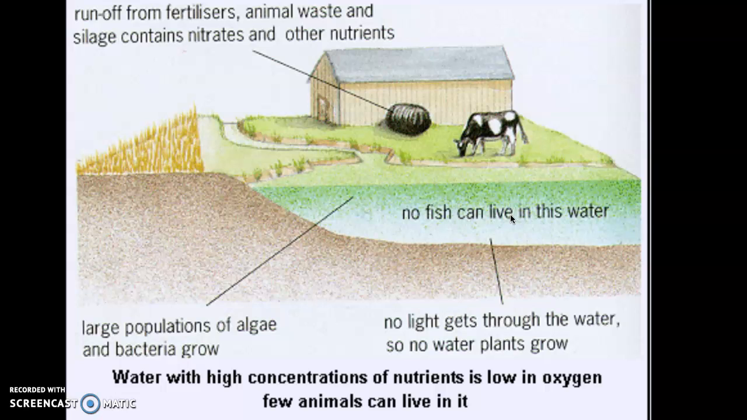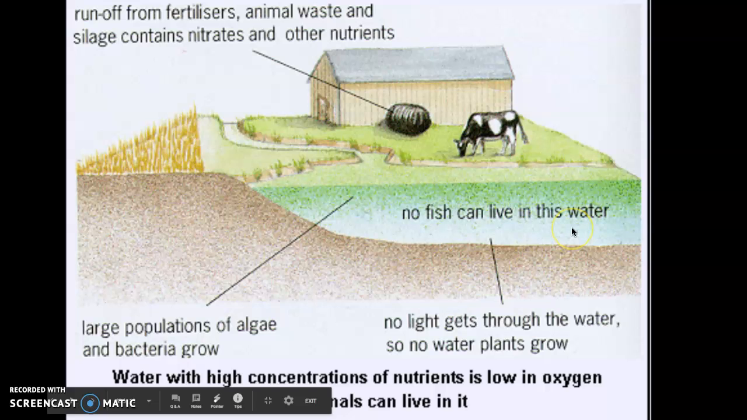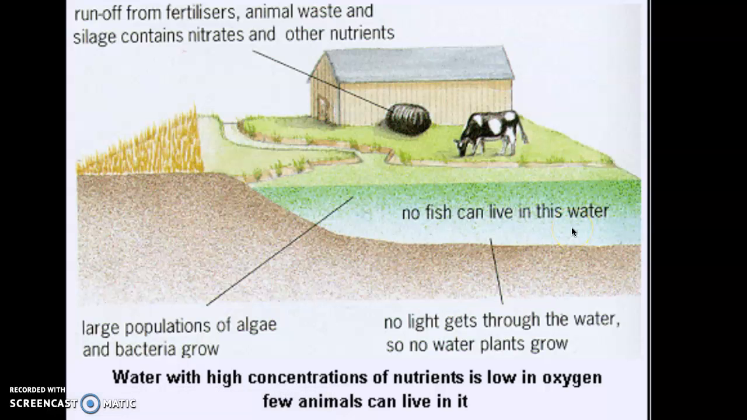One of our problems here is runoff from fertilizer, animal waste, and silage, which contains nitrates and other nutrients. So the problem is that anything that we find on the ground, if water runs over it, it's going to pick it up and move it, and eventually if it drains into the river, it's going to pollute our river system. So much so that we might not even be able to have fish or any plants living in the system anymore.